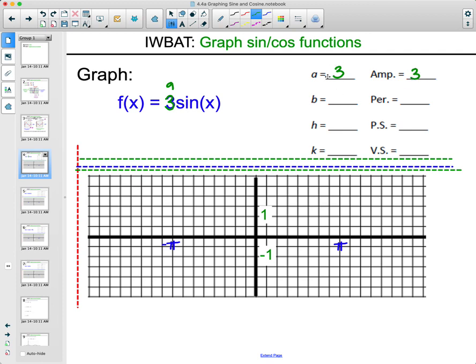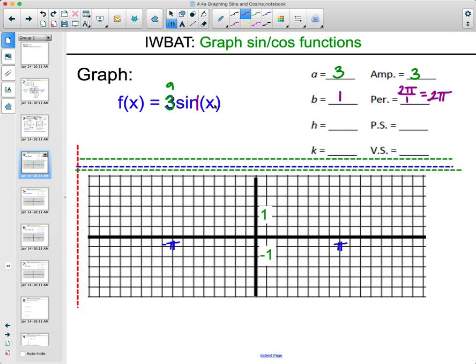Now the a value could be negative. That's going to flip it over. If you saw it said the amplitude is equal to the absolute value of a. So the amplitude is always positive, but this could be a negative, in which case the graph is going to flip over the axis of oscillation. The b value here is 1, which means the period is 2 pi divided by 1, or just 2 pi, just the normal period. H is 0.